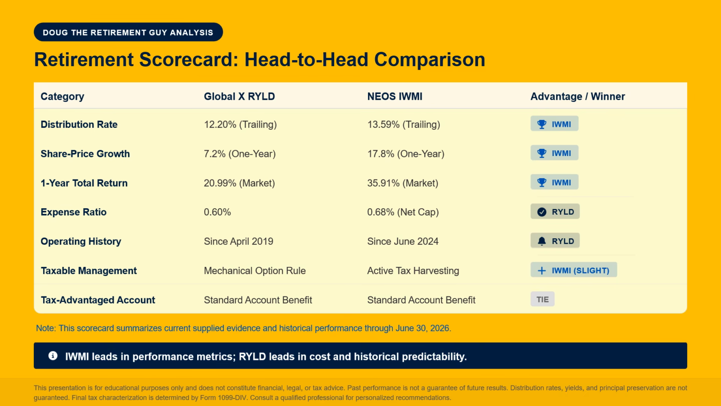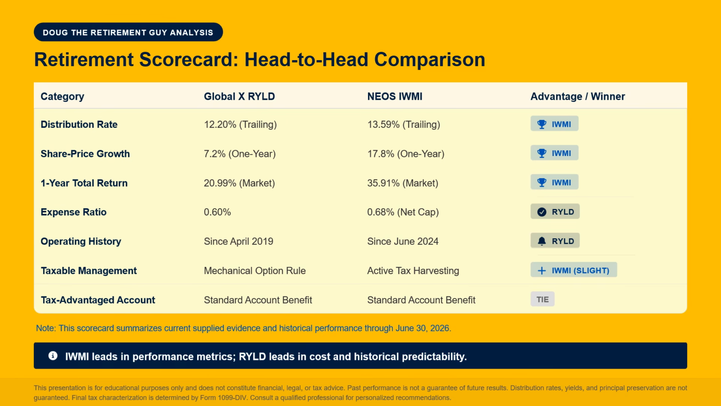So the winner in distribution rate all the way goes to NEOS, 13.59% trailing. The share price growth, boy, I'll tell you what, NEOS nailed this one, 17.8 to 17.2, win NEOS. One year total return, NEOS. Expense ratios, guys, I gotta be nice and give it to Global X. That 0.60 to 0.68, that is just how much it's going to cost you to hold it for long periods of time. Operating history, gotta give it to Global X since 2019. They got 7 years under their belt already on this one.